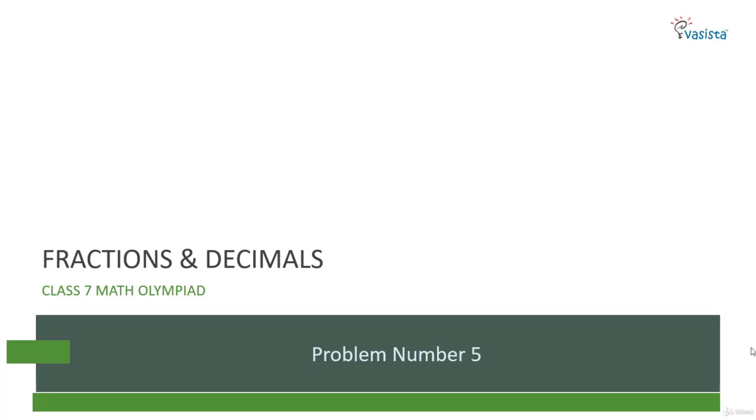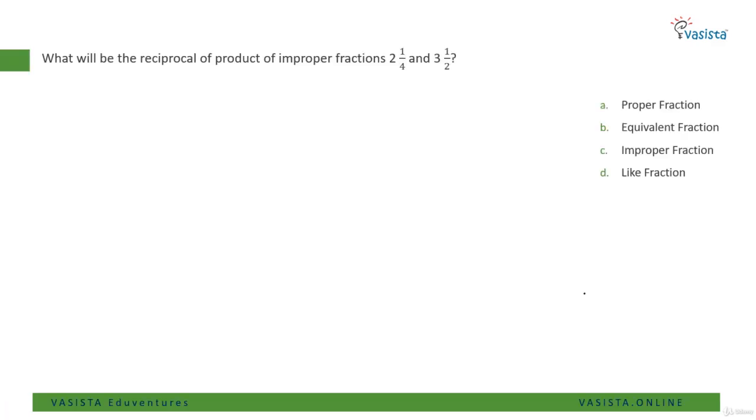Then let us start working on problem number 5. Right here, what will be the reciprocal of the product of improper fractions, that is 2 1/4 and 3 1/2? They have mentioned we need to find the product, right?